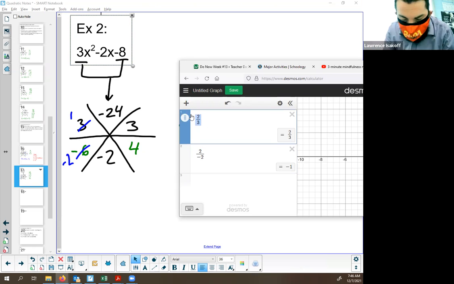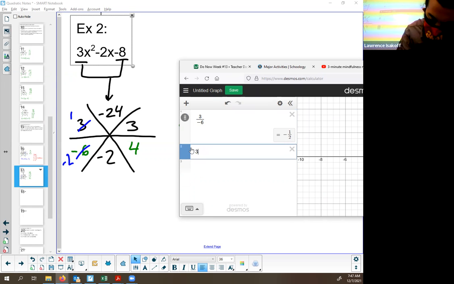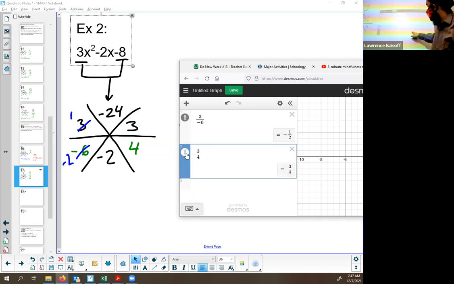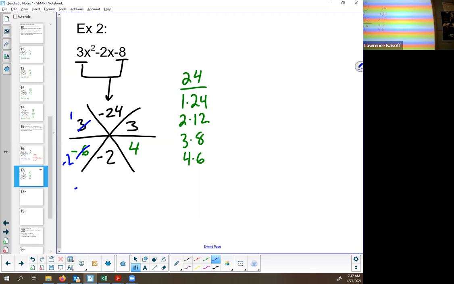Again, 3 over -6. There we go. That's -1/2. It shows up as a decimal. Again, just click this little fraction right next to it. But 3 over 4, when we click that little fraction, it says 3 over 4. So now in writing this becomes, since it's a 1 up there, I don't need to write it. x minus 2. This still has a 3 up here, so that's 3x plus 4.